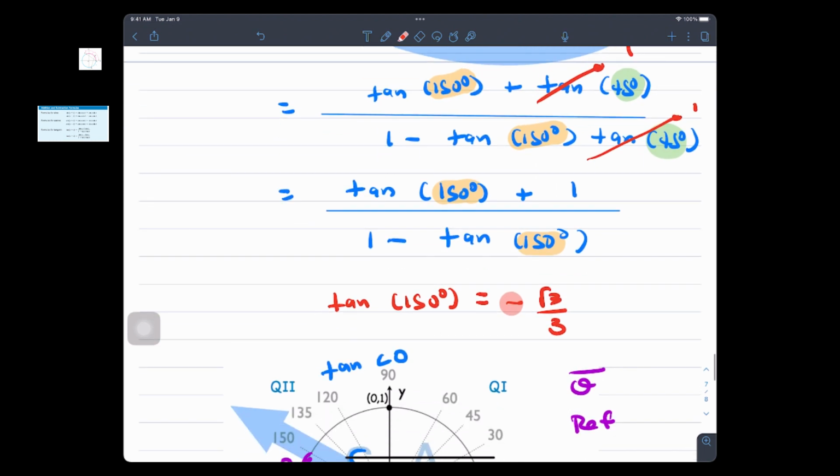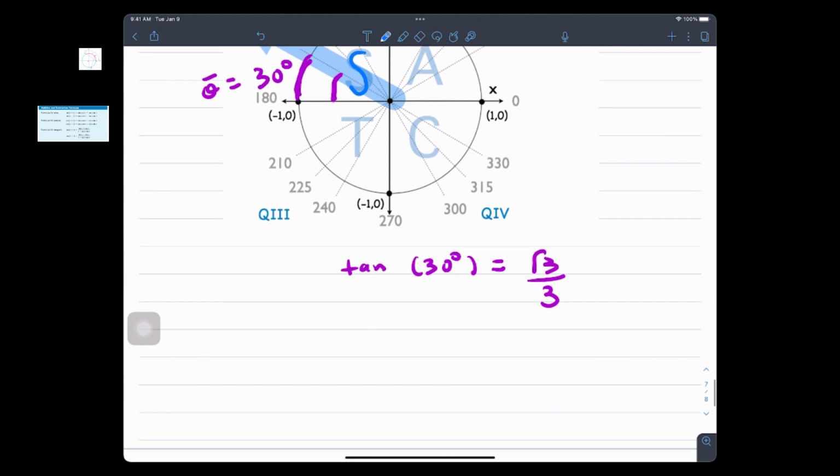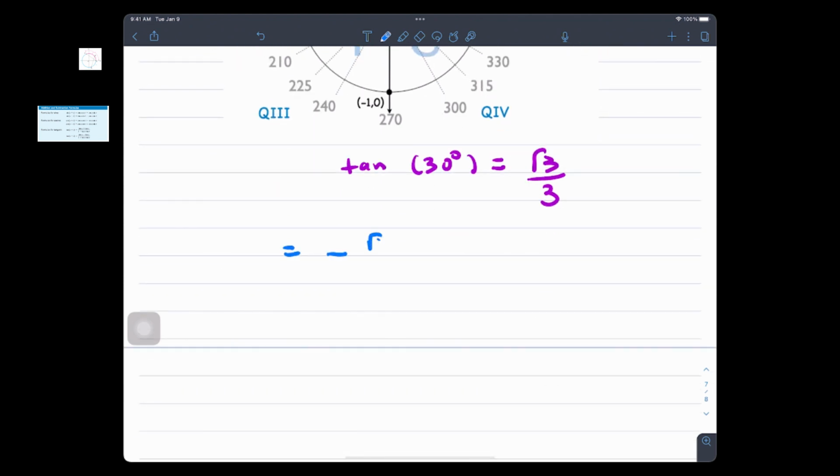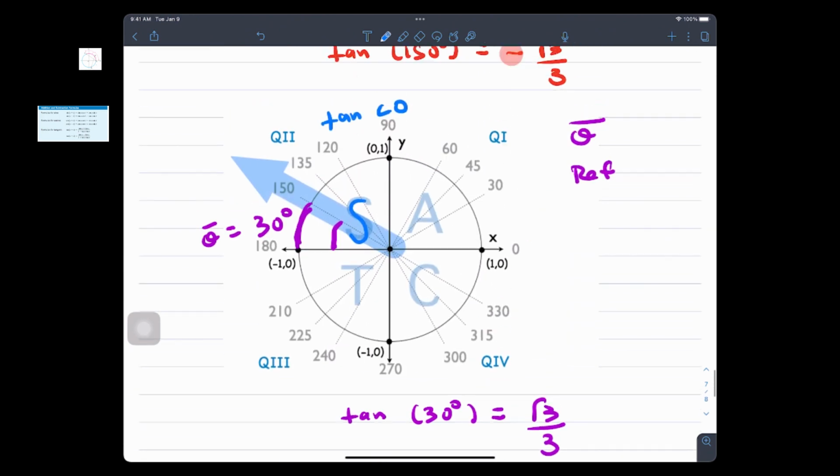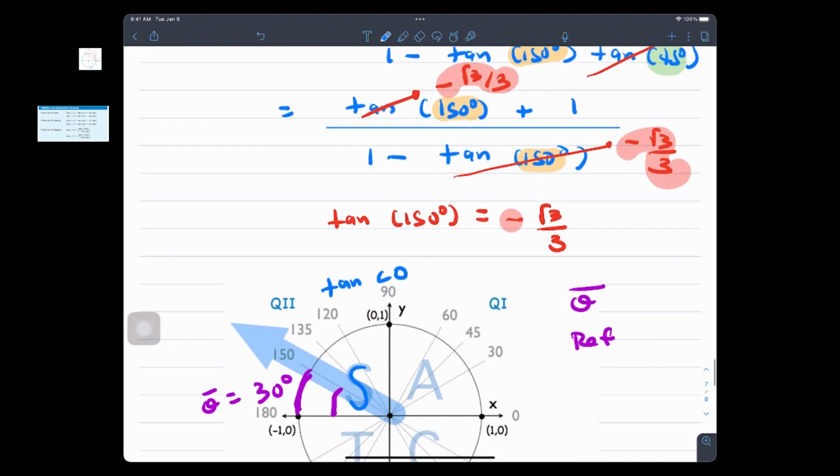So you say, what do I do with that? Well, we replace this with negative square root of 3 over 3. Replace this with negative square root of 3 over 3. Okay, now we're going to write this down because there's going to be some algebra here. Well, minus square root of 3 over 3 plus 1 over 1 minus the minus. Isn't that going to make that plus? I think that makes that plus, ladies and gentlemen.